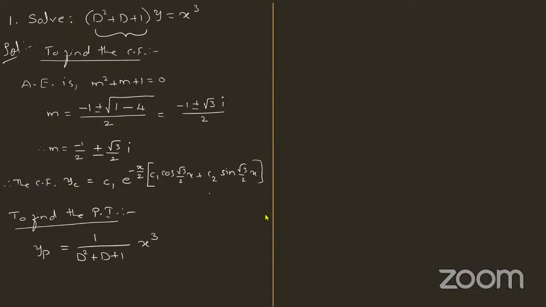Subhaya, unmute yourselves. Sir, in the complementary function, y of c, why do we get c1, sir? Oh, I'm sorry. This is not c1. It is only e power minus x by 2 and so on. You're right.